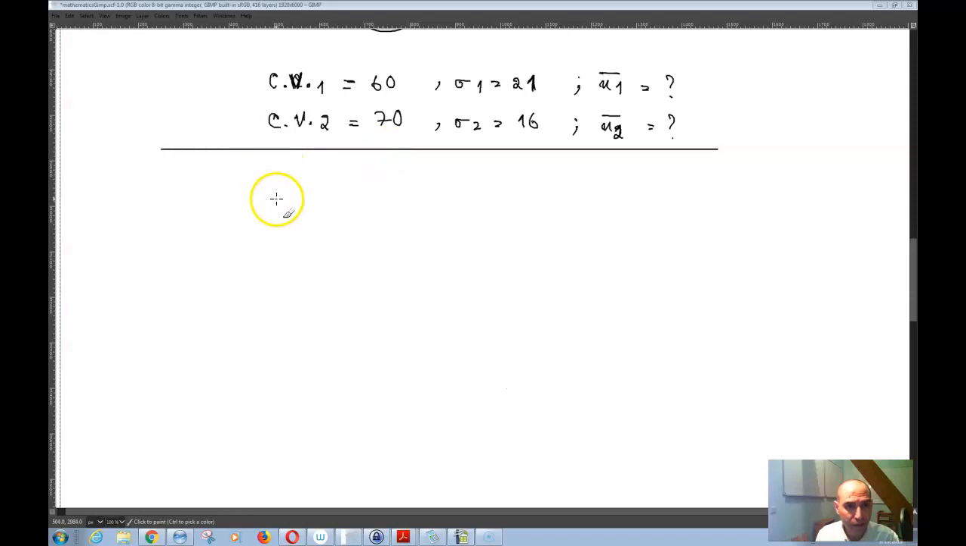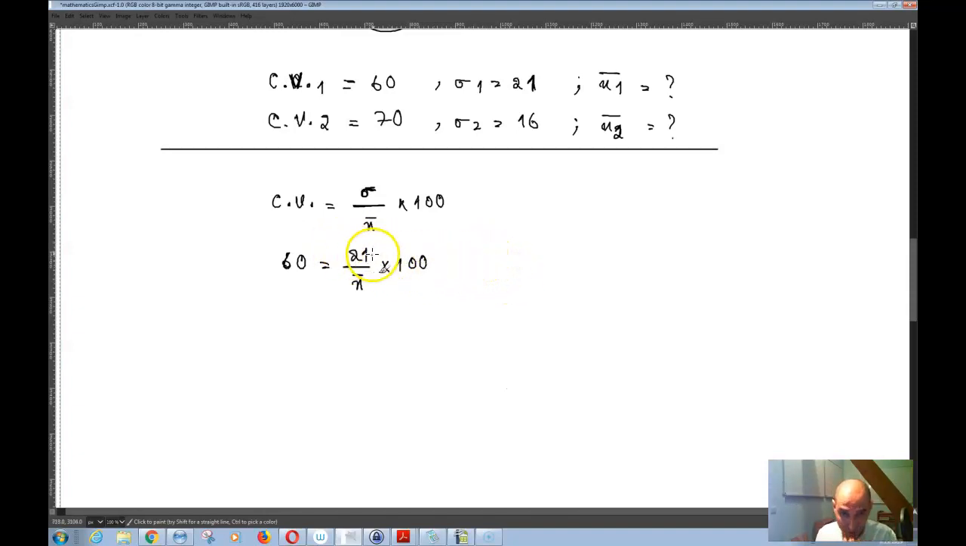So we said that the coefficient of variation is equal to sigma divided by x bar times 100. So for the first distribution, you can calculate this as, for example, 60 is equal to sigma, which is 21, divided by x bar times 100.